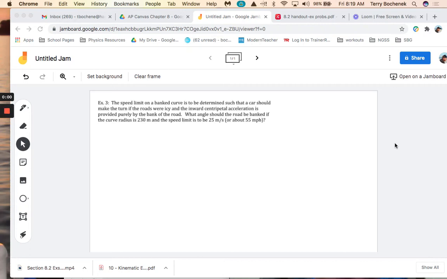Okay, I'll run through this example 3 here. I'm going to draw a quick picture first. My artistic skills are limited, but I will do my best. So we've got a road, we've got a car, and this is a rear view of the car. So the car is moving away from us.